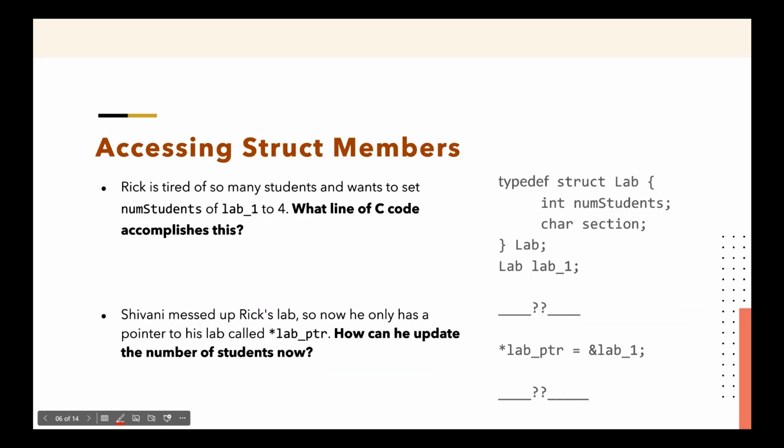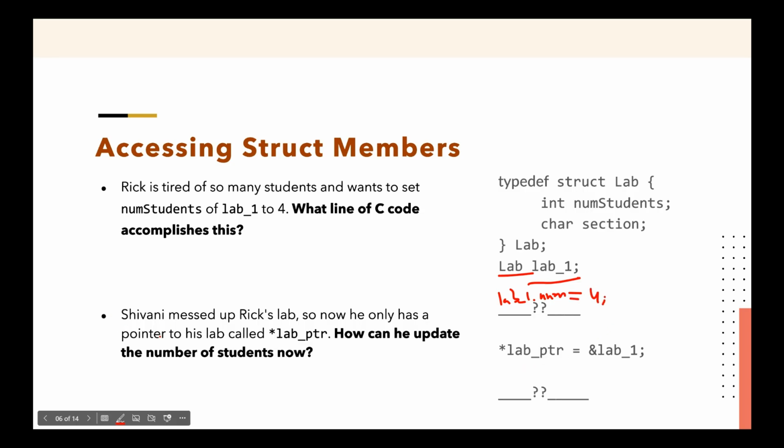Yeah, it's just some practice on accessing struct members based on what we just learned. Let's say Rick is tired of having so many students and wants to set the number of students in his lab to 4. And what line would we have to write here to accomplish this? So you can see here that lab1 is just defined as an instance of the struct and not a pointer to it, right? So in this case, we use that dot notation. lab1 dot num. I'm not going to write out the entire thing because that's annoying. Dot num, and we just set that directly to 4.